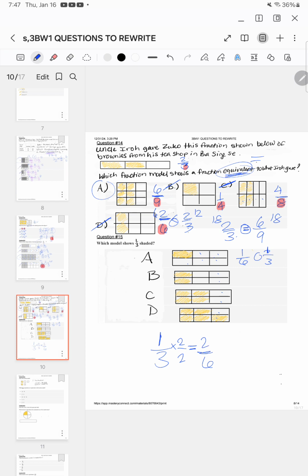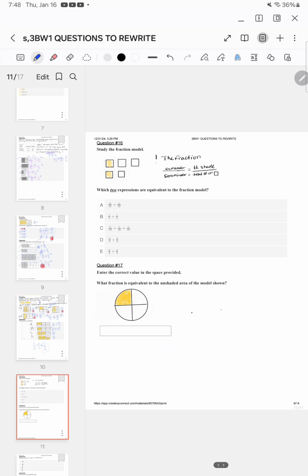So the only fraction here, I see this is a 6. That's a 2. That's a 6. And that's a 4. And this is a 6. And I see 5 parts are shaded. The only thing here that matches that is this. And if you were to double check and you compare this to 1/3, 1 times 6 is 6. And 2 times 3 is also 6. So this is truly equal to each other.